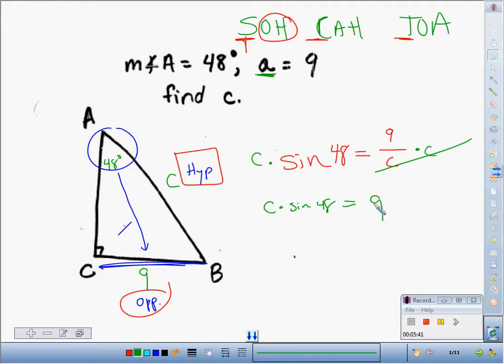That's awesome. I'm trying to get c all by itself, and what you need to realize is that the sine of 48, that's one number right there. Okay, there's not just a 48 with some letters in front of it. The sine of 48 is actually itself a number. So all I have to do to get c all by itself, since there's a times sine of 48, is divide both sides by sine of 48 to where c is actually equal to 9 divided by the sine of 48. Alright, now all I have to do is punch this in my calculator.